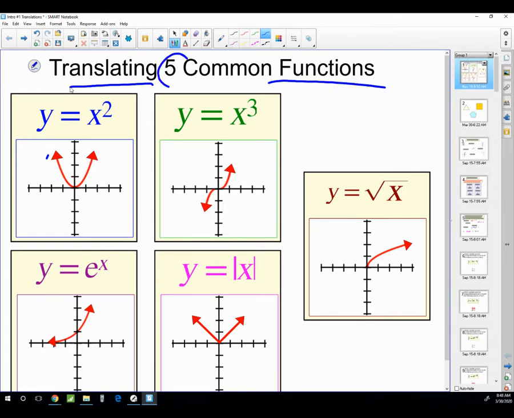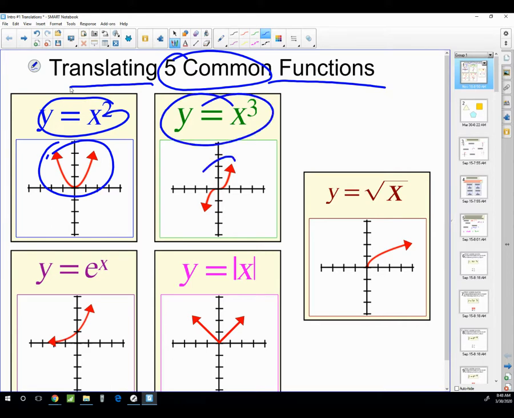And here are 5 common functions that we'll look at. Most of the questions will be these functions. Y equal x squared looks like that. You should know that. Y equal x to the third looks like that. E to the x looks like that. And you can see the other two. And you just kind of have to memorize that.